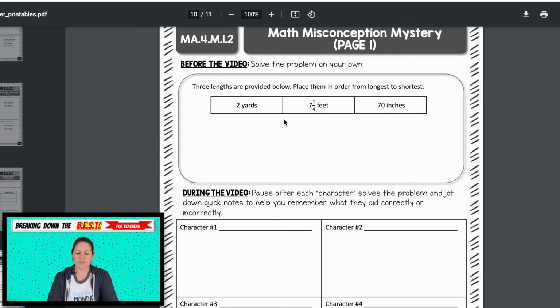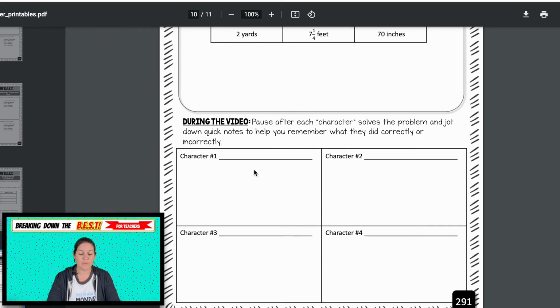So I'll say, go ahead and solve this problem on your own. Notice it's placing them in order from the longest to the shortest, like one of the sample problems in the standard that we went over. So yards, feet, and inches. So your students will solve that. And then they will watch as 4 other characters, which are really just me dressed up in silly costumes, solving the same problem. 3 of them will make mistakes and only 1 of them has the correct answer.